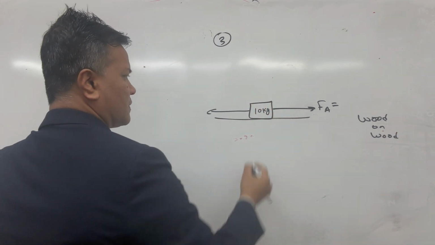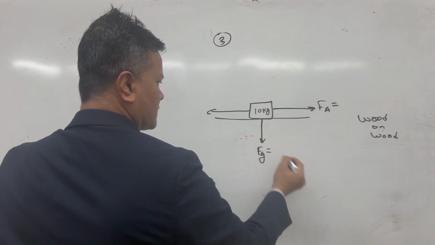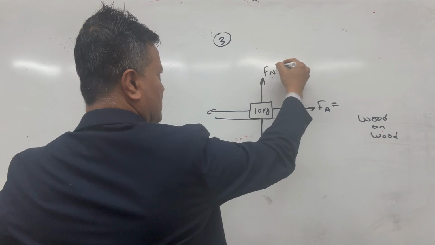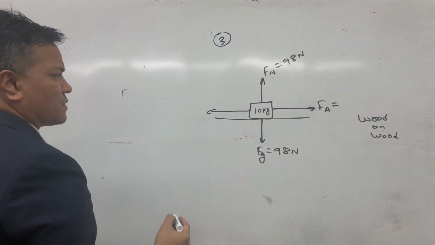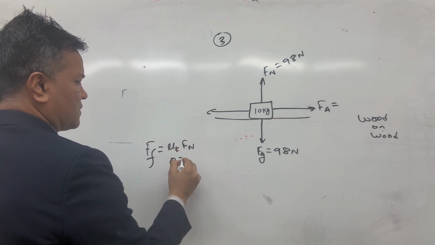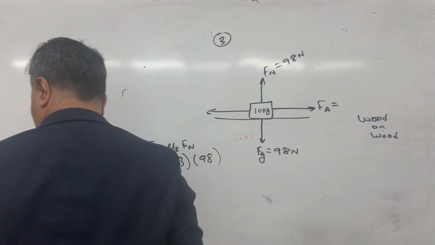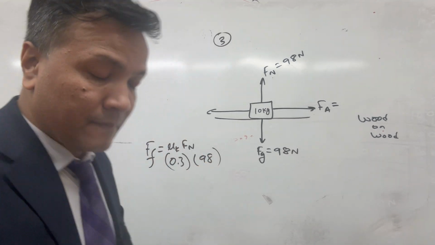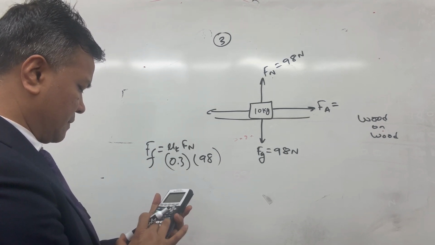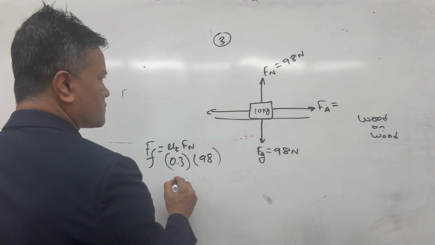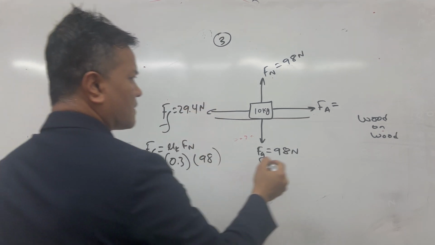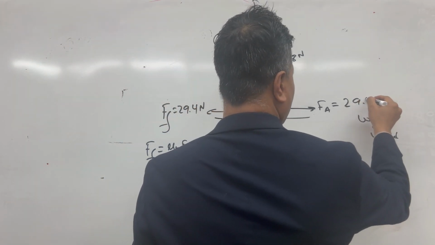Okay, so the Fg is 98 newtons. Fn is 98 newtons. Okay, all right. So the force of friction is mu k Fn. So 0.3 times Fn, which is 98. So 98 times 0.3 is 29.4. So Ff is 29.4 newtons. Fa is also 29.4 newtons.